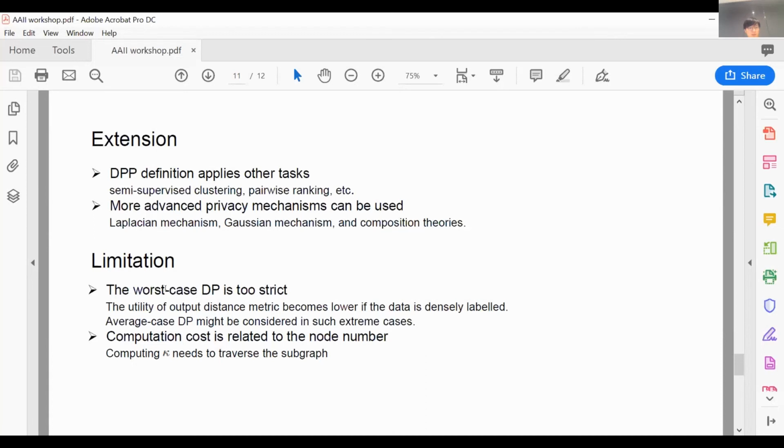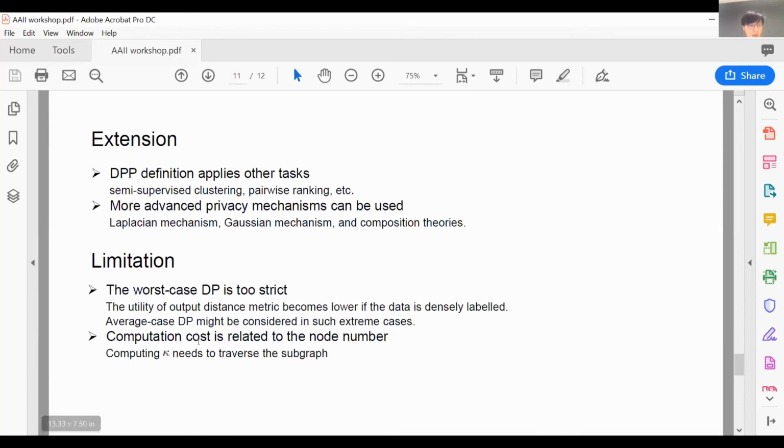The first limitation of this work is we only consider the worst case DP. The worst case here is we consider the adversary has n minus one knowledge about the original data set. So it's defined as the worst case, but sometimes it's too strict, because if the batch is densely labeled, there are many transitivity clues for the adversary to discover the target relationship. So some recent work uses the average case DP to solve this kind of issue.